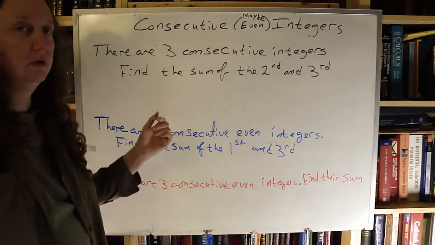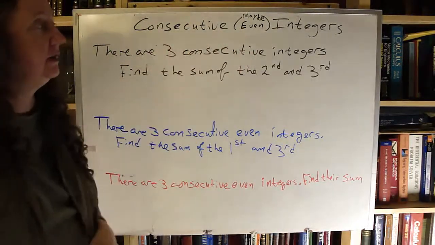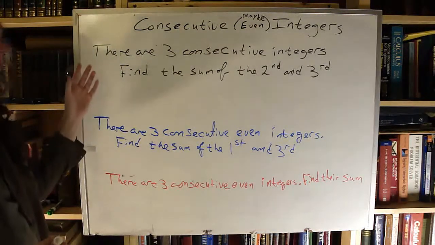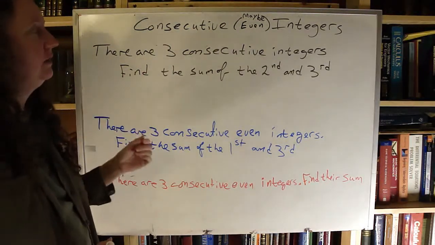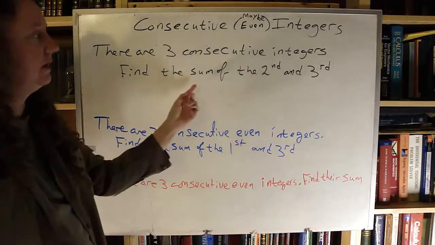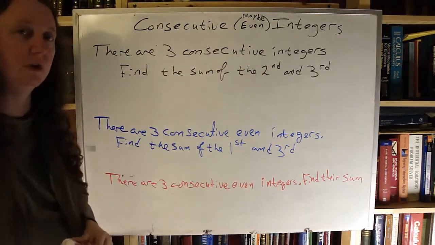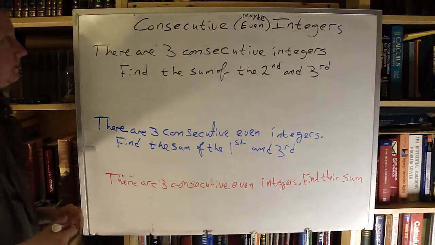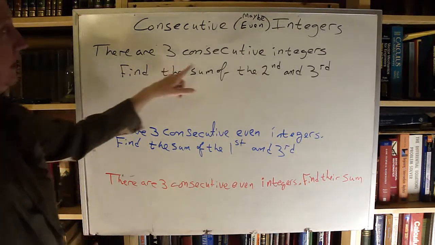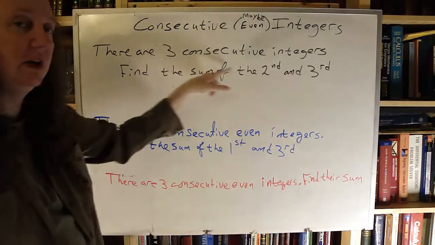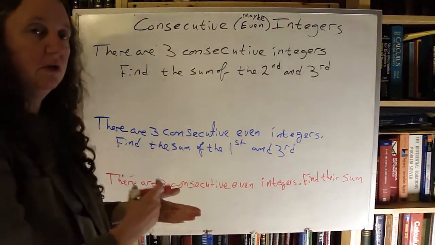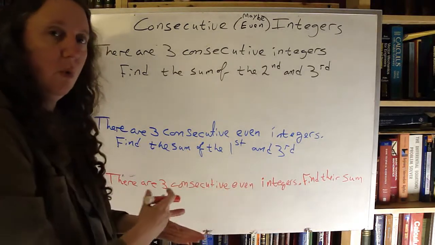Consecutive integers and consecutive even integers. In the first example, you're told that there are 3 consecutive integers, and you're asked to find the sum of the second and the third and simplify the expression. So here, in this problem, it says nothing about being even or odd, so we assume that they are just the next number. So 1, 2, 3.